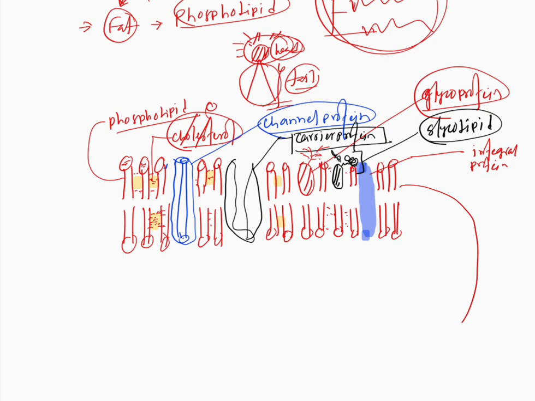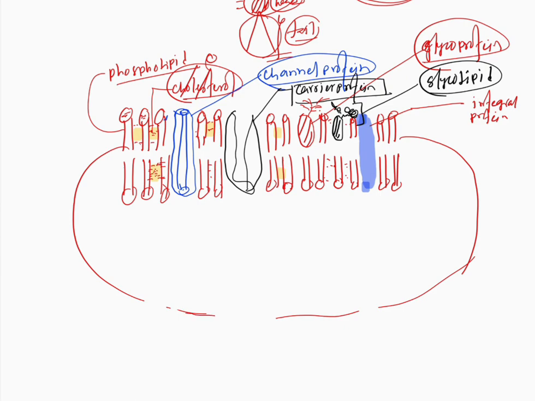If I just give a shape of the cell, think of it. This is the inside of the cell. Just imagine this is the outside. So you see the composition: the phospholipid, the cholesterol, the carrier protein, channel protein, glycoprotein, the glycolipid, some integral protein. There are some peripheral proteins too, like this, but that's not necessary for your syllabus. So you see, now you know what is actually making the cell membrane.